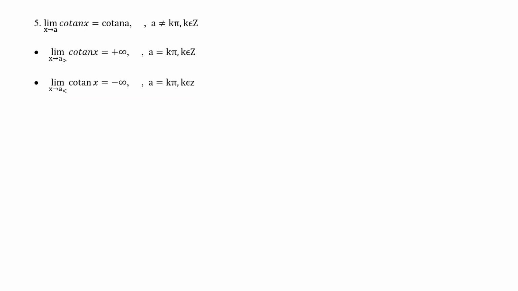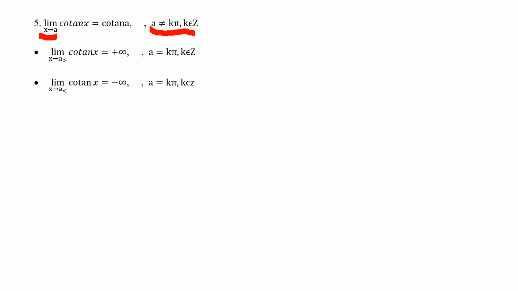Property number 5 is the limit as x tends to a of cotan x. We need to know the nature of cotan x as x tends to a. So it will be cotan a, as long as a is different from k pi, where k belongs to the set of integers.